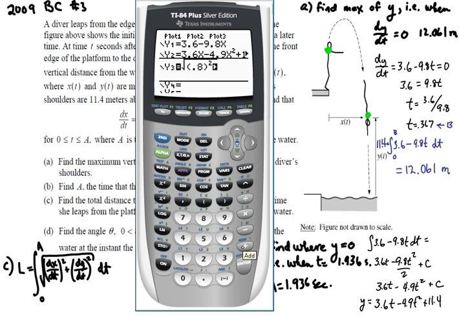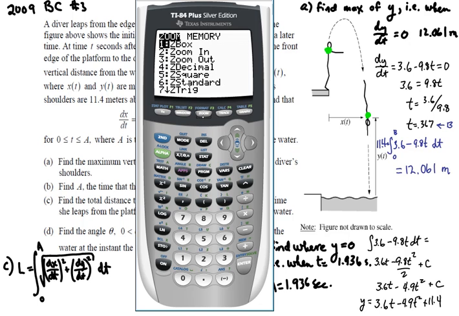And then we're going to add to that y1 quantity squared. So that's vars, y vars, function y1 squared. And that should do it. So all we need is square root of dx dt quantity squared plus dy dt quantity squared. We're going to integrate that from 0 to a, where a is a value 1.936 seconds that we've already stored in the alpha a.